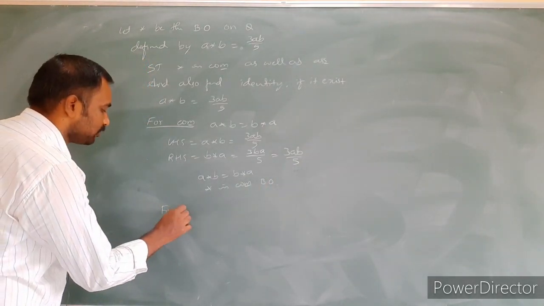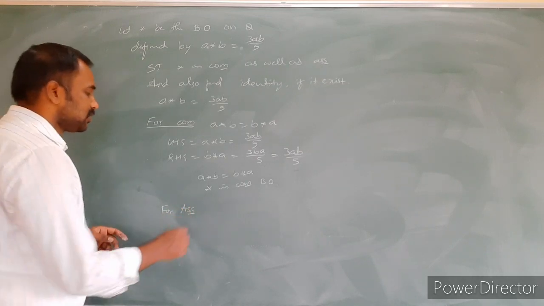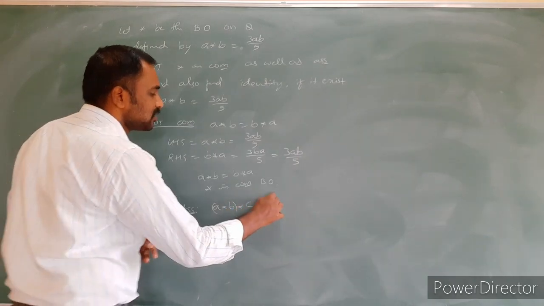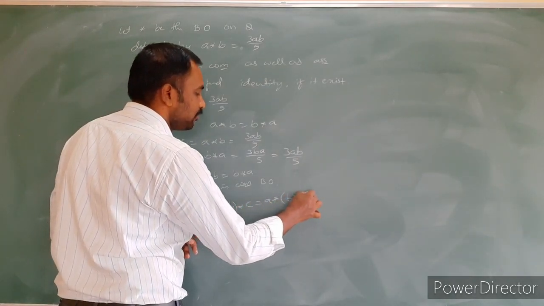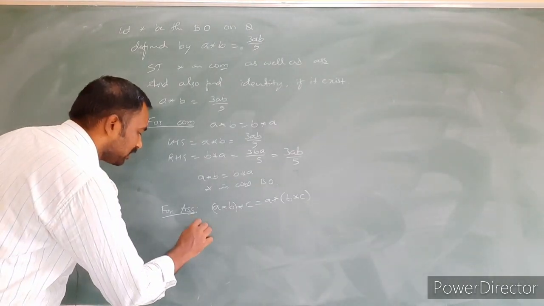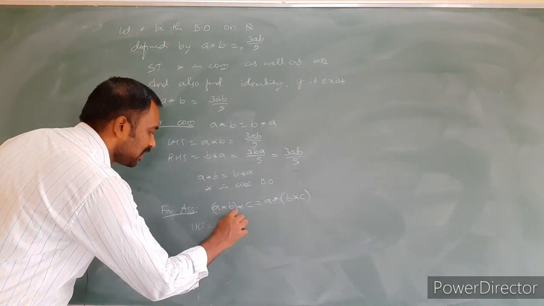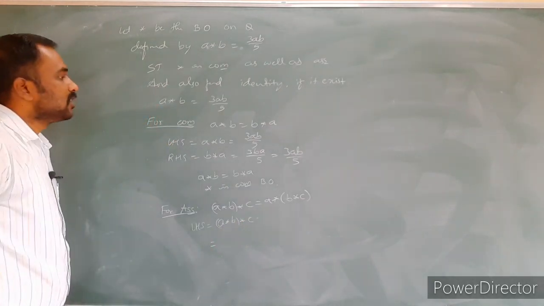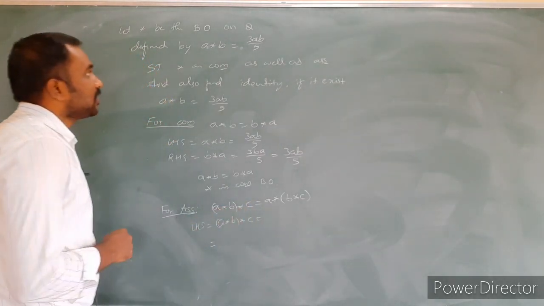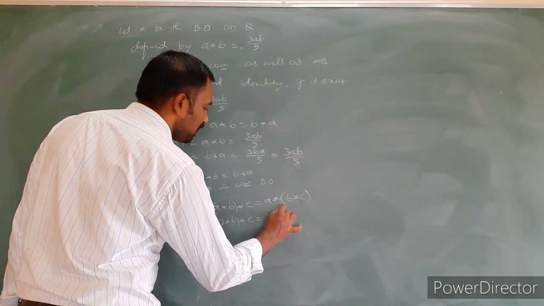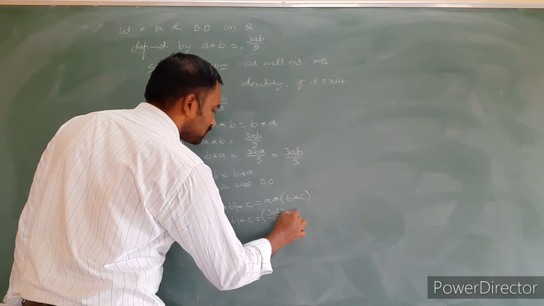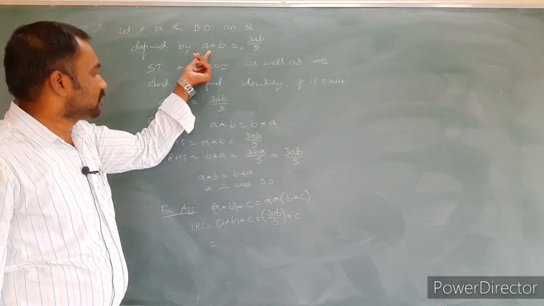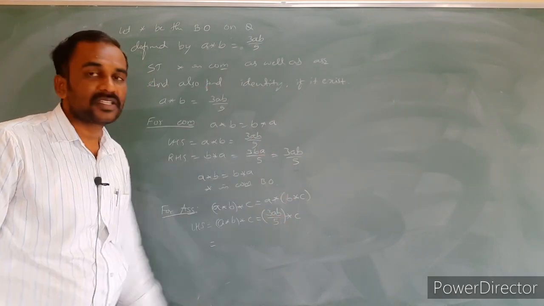Similarly for associative, what is the definition? Just write it: A star B star C is equal to A star B star C. Take the LHS part. What is the LHS part? A star B star C, which is nothing but, what is A star B? A star B is nothing but 3AB divided by pi, star C. Now again I need to use the definition. In place of A, 3AB by pi, in place of B, C is there, replace it.